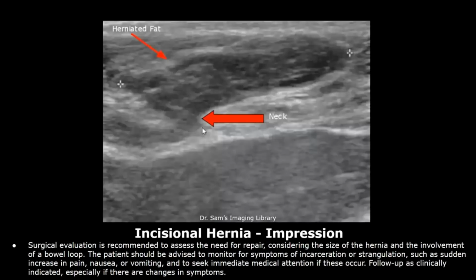Surgical evaluation is recommended to assess the need for repair, considering the size of the hernia and the involvement of a bowel loop. The patient should be advised to monitor for symptoms of incarceration or strangulation, such as sudden increase in pain, nausea, or vomiting, and to seek immediate medical attention if these occur. Follow up as clinically indicated, especially if there are changes in symptoms.